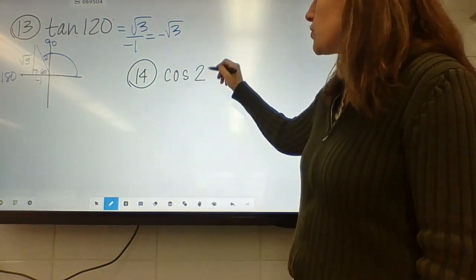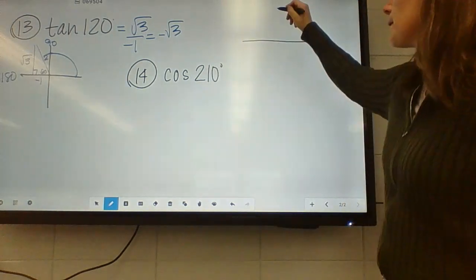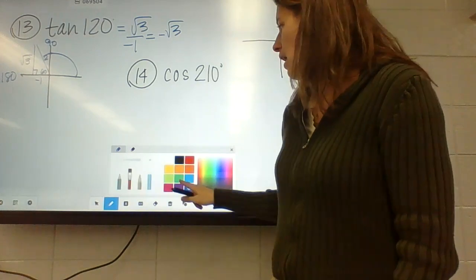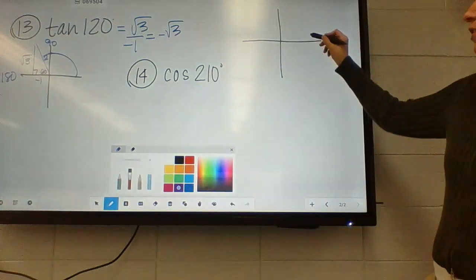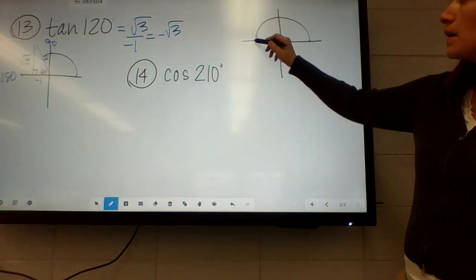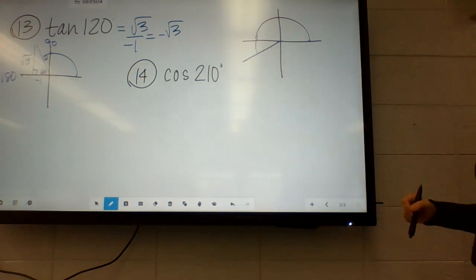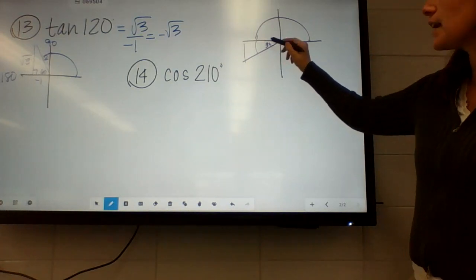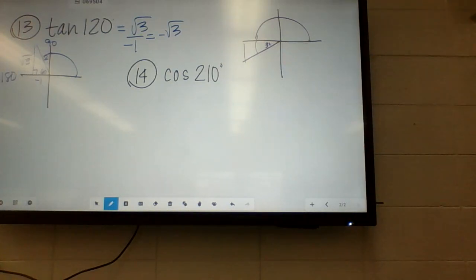So cosine of 210 for number 14. So again, we have to go past 90, but this time we even go past 180. Now, 210 minus 180 is 30 degrees. So this is a 30, 60, 90, but 30 is our reference angle.